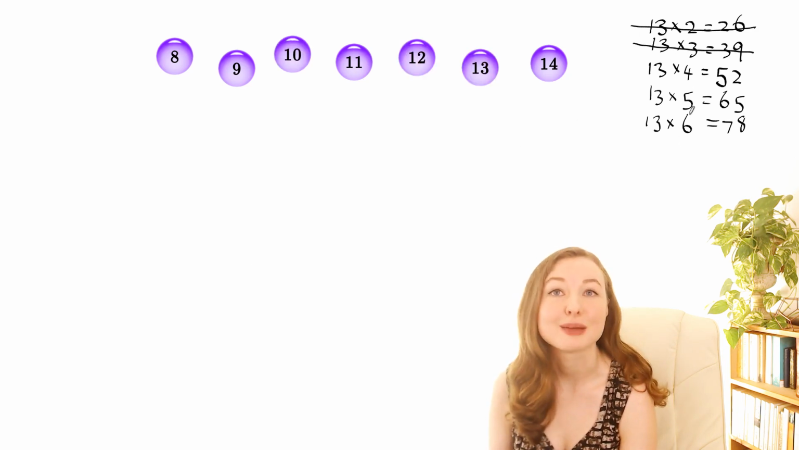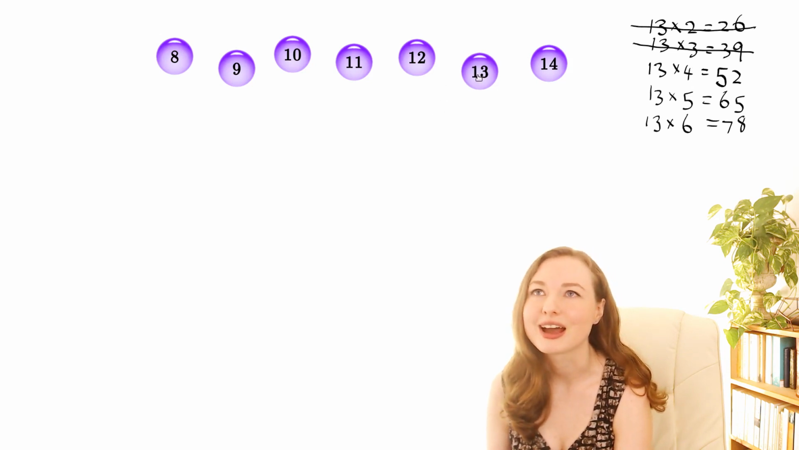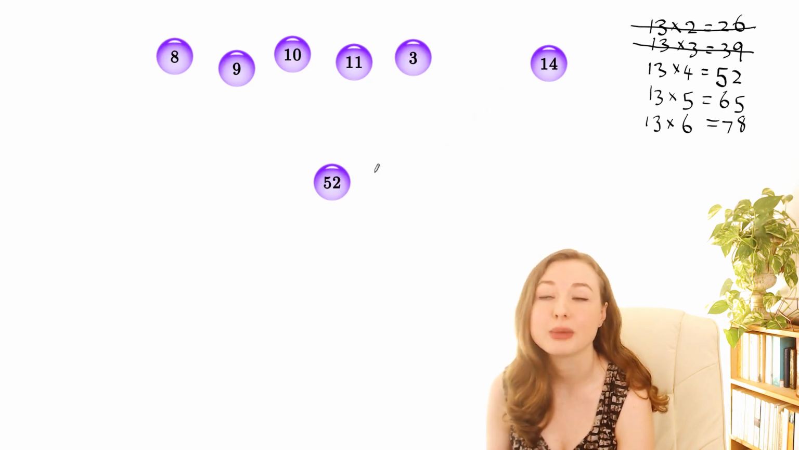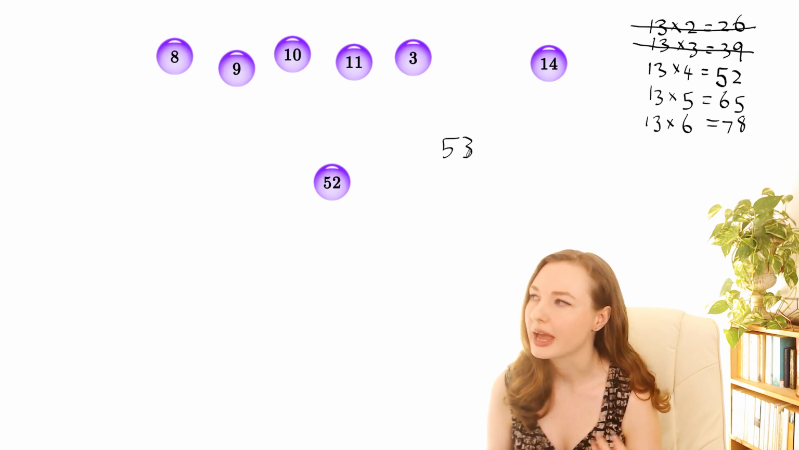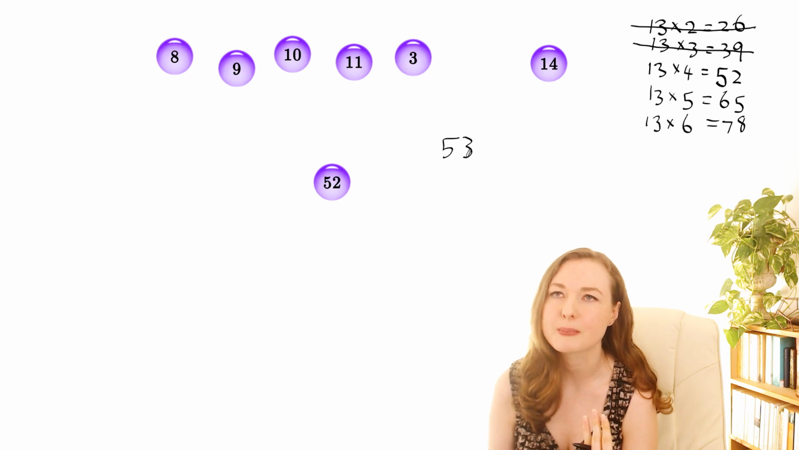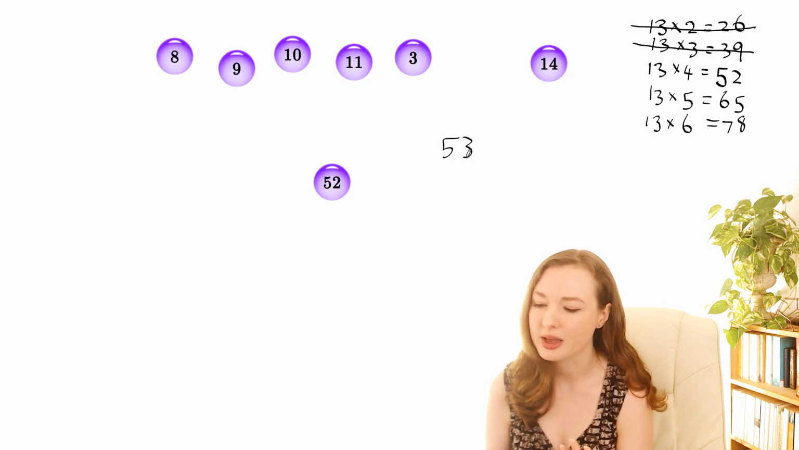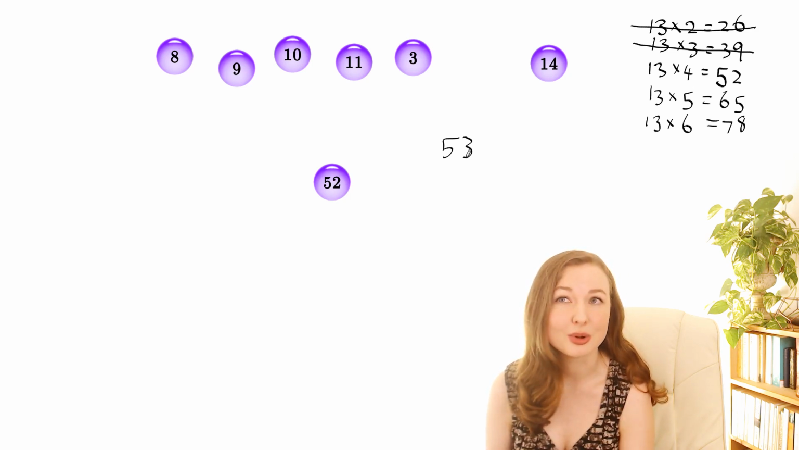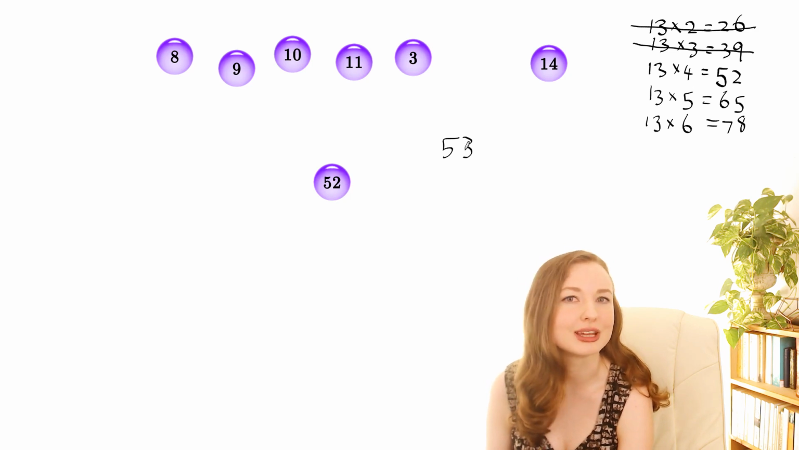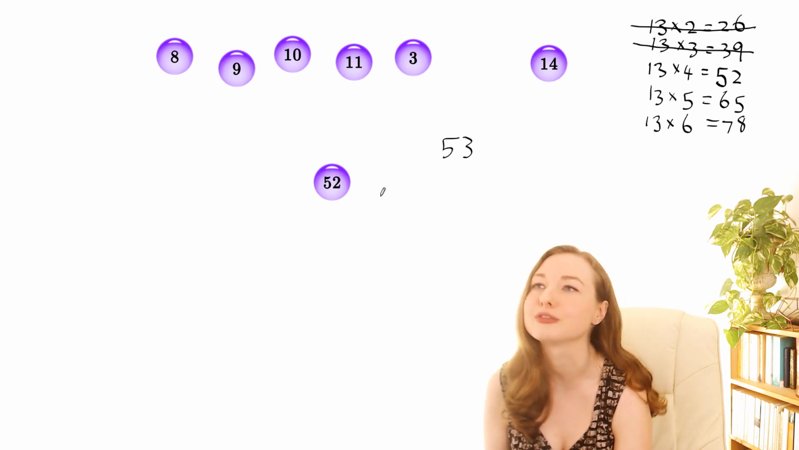How about 13 times 4? Let's try that out. So I can make a 4 from there again. And then we could try making 53. So it's not even. 5 plus 3 is 8, so it's not divisible by 3. It's not a multiple of 5. It's not in the 7 times tables. I think you'll find that 53 is actually prime, so we can't make 53.